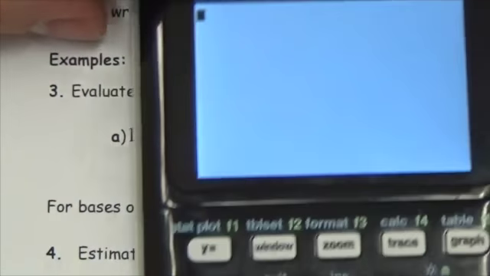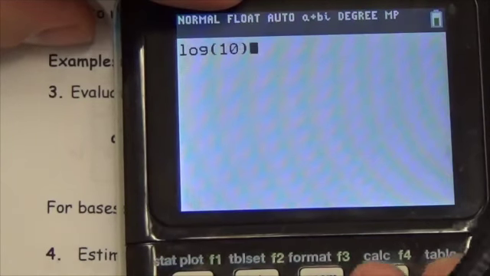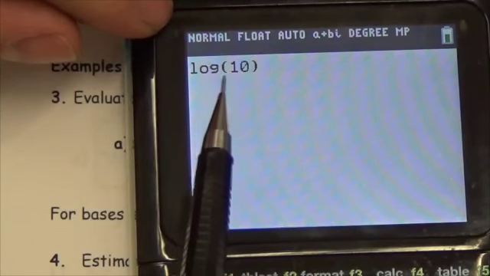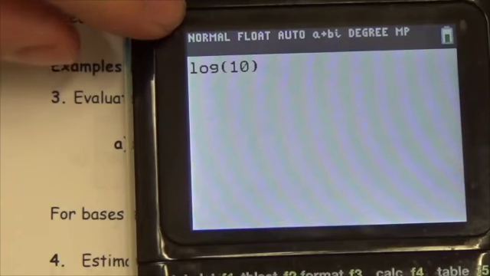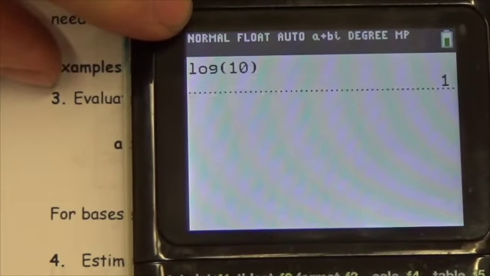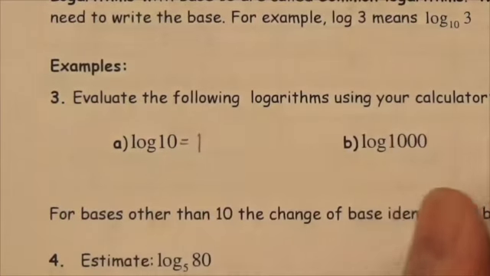So I'm going to press that log button. I'll enter 10 here. Now just think about this. What we're asking when we take the log of 10 is: what power of 10, the base, gives me 10, the number? The answer should be 1. 10 to the 1 gets you 10. And there it is right there. We're getting a 1. So the log of 10 is 1.